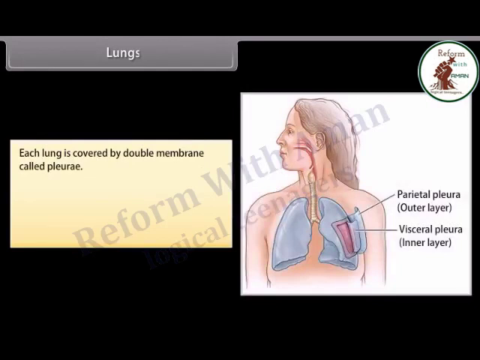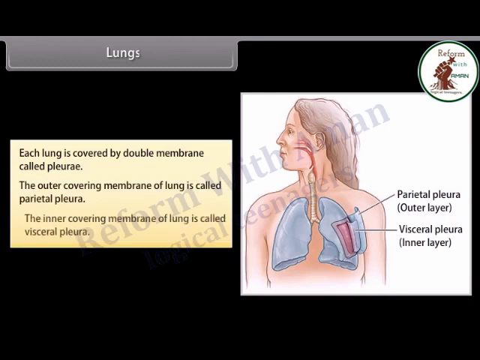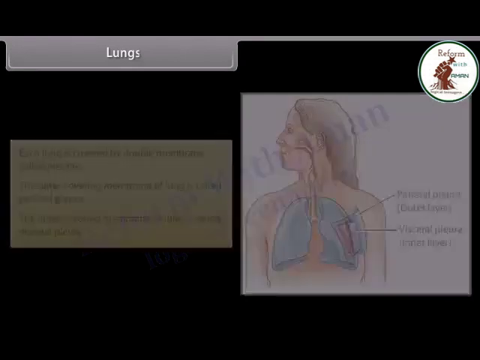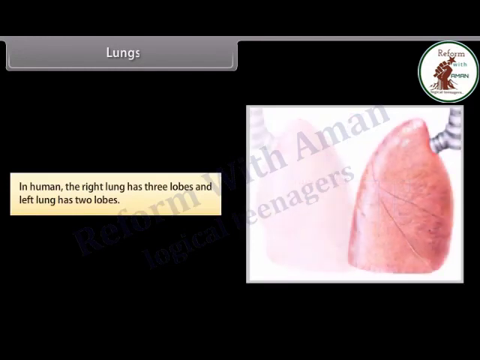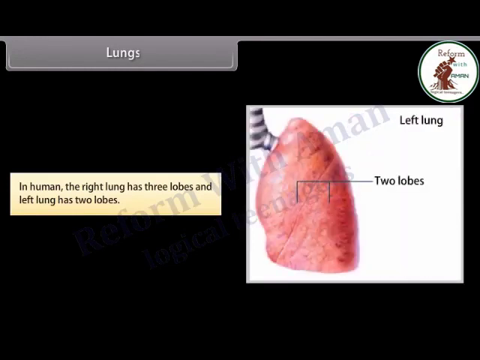Lungs. Each lung is covered by a double membrane called pleurae. The outer covering membrane of lung is called parietal pleura. The inner covering membrane of lung is called visceral pleura. In human, the right lung has 3 lobes and left lung has 2 lobes.